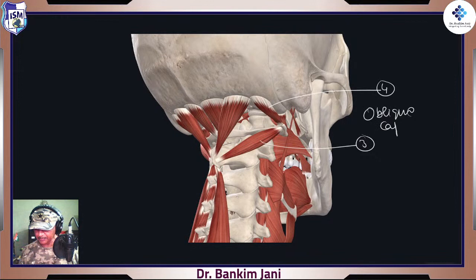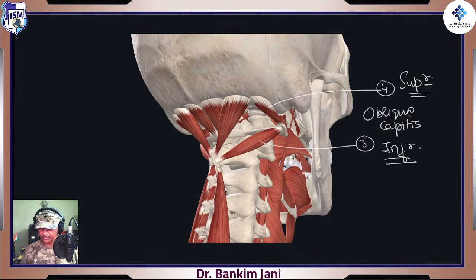Again, skull is involved. So capitis. One is above, one is below. So we'll call this superior and we'll call this inferior. Well, for a change, this inferior is bigger. So we'll put a tick on it. So this is oblique capitis inferior and oblique capitis superior. Right? So these are the two things. What could they do? Well, for that we need to see where exactly are they attached. Then we'll understand it.